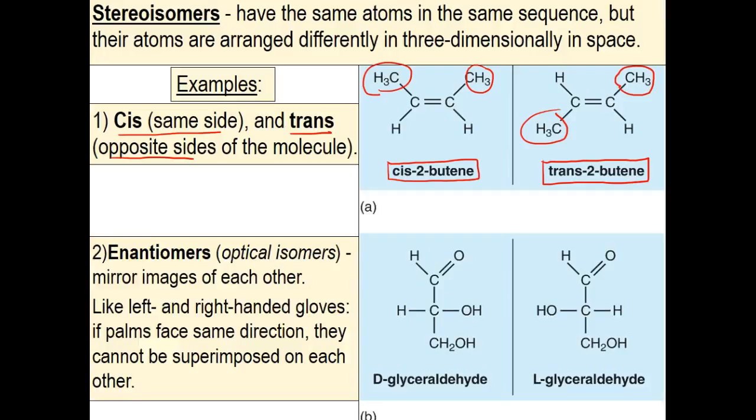Then there are the optical isomers called enantiomers that are mirror images of each other. Here you have the D-glyceraldehyde and L-glyceraldehyde. These are mirror images of the other, kind of like left and right-handed gloves. But if the palms are facing in the same direction, they cannot be superimposed on each other. And so this is pretty important in pharmacology.